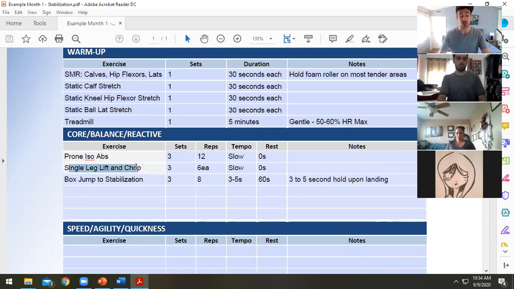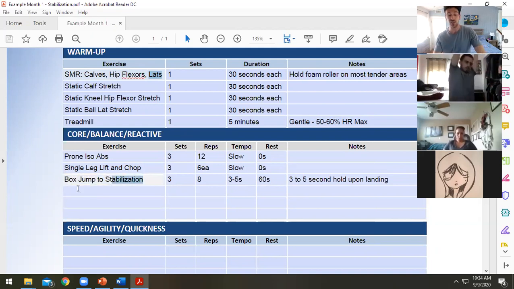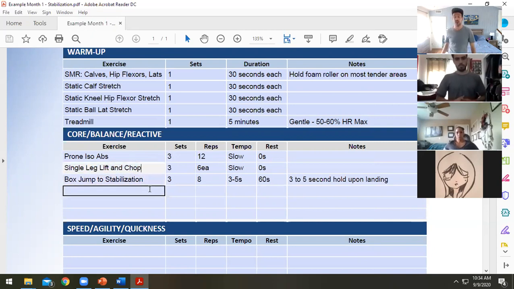And then single leg lift and chop, that's where they're just standing on one leg like this, and they lift a medicine ball up overhead and then back down, right? That is going to be a really great exercise because that's literally the opposite of their lats. Their lats pull this way, a lift and chop pulls this way. So that's perfect for being an opposite muscle. And then a squat jump to a box jump to stabilization is a very good reactive exercise for the legs. It also gives you an opportunity on that lift and chop to dorsiflex the toe, which is the opposite of the calves, which we really like.